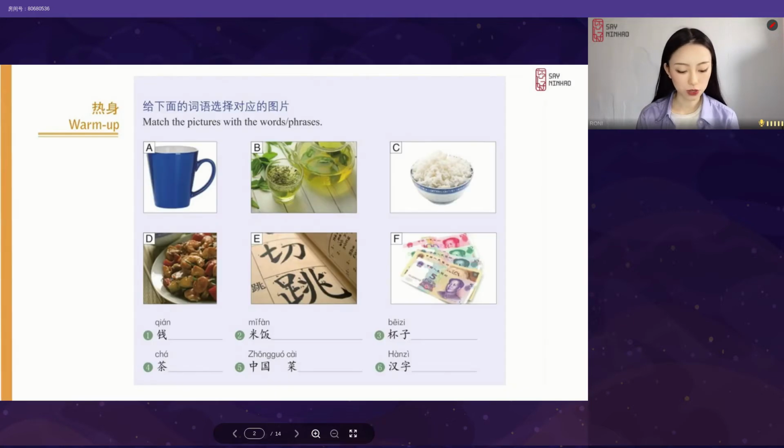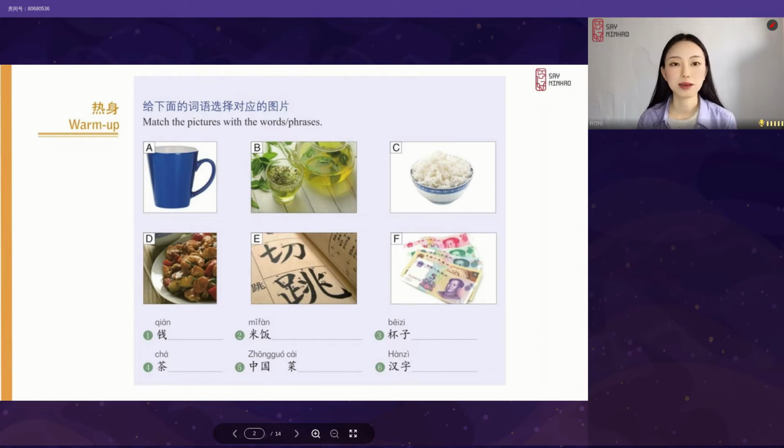Okay, now let's move on to our first part, warm up. Consider 6 pictures and 6 words. Now let's first focus on the words. First one is 钱, it means money. Next one is 米饭, it means cooked rice, which we can eat. Okay, 米饭. Next one, 杯子, we are really familiar with it.